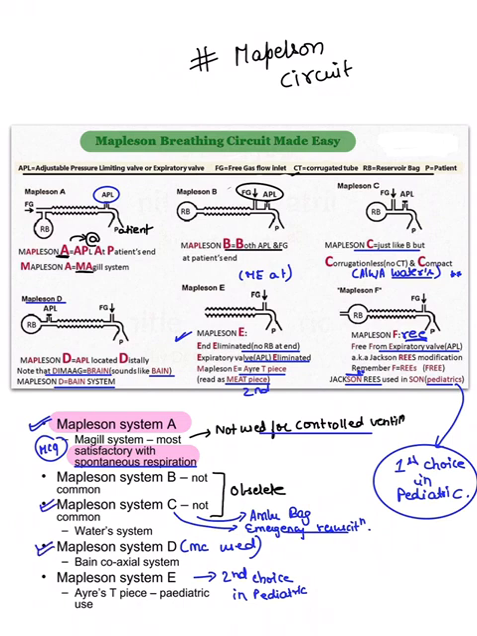D is the most commonly used, that is Dimag, the brain, which you need to use every time, guys. E is the T-piece, which is the second choice in pediatrics, and F was the Jackson Rees circuit, guys. Okay, hope this simplifies the Mapleson circuit.